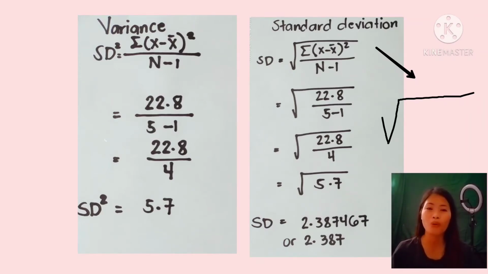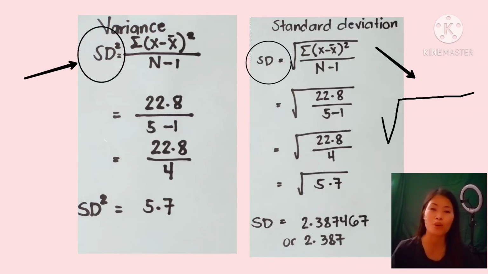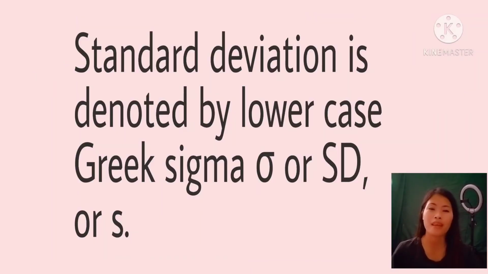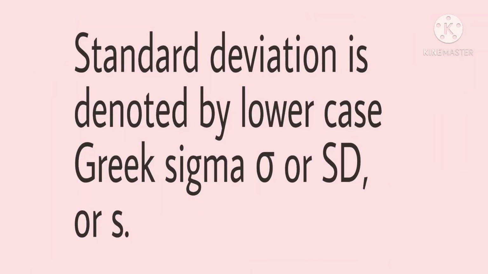Also notice that we denote standard deviation as SD, while the variance we denote as SD squared. Both of these can be referred to as sample variance and sample standard deviation. Standard deviation is denoted by the lowercase Greek sigma, or SD, or sometimes S.